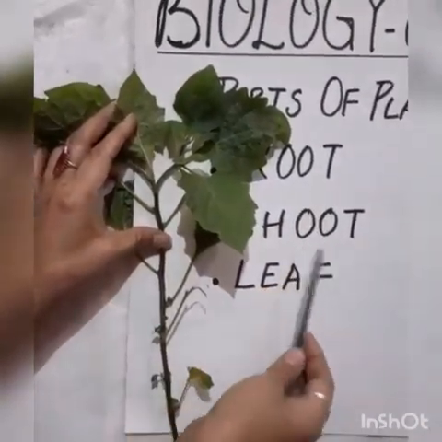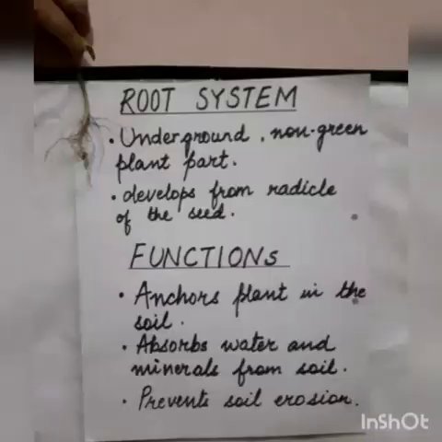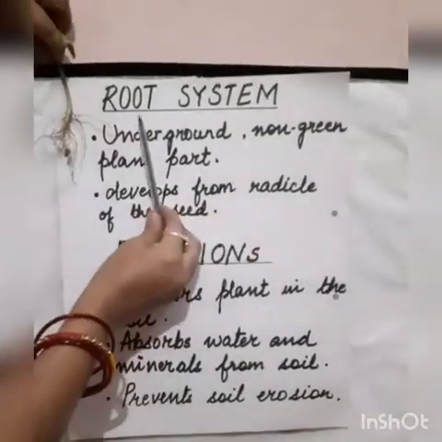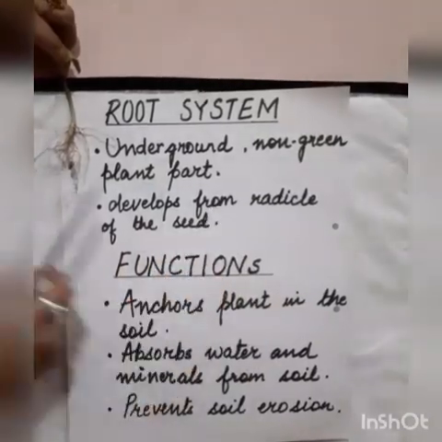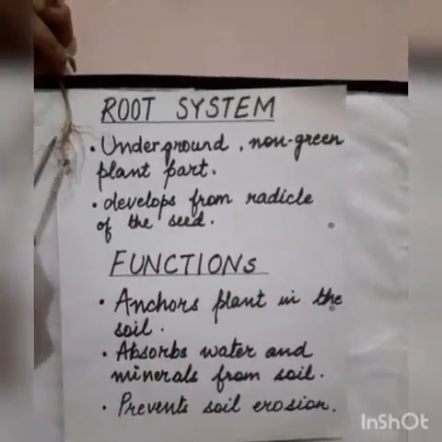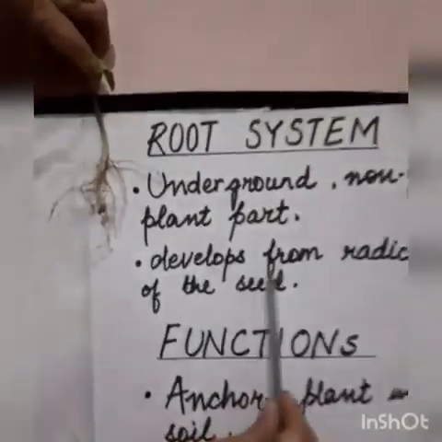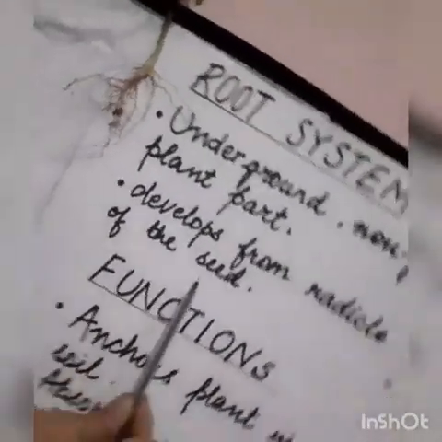Root, shoot and leaf. Now root system. Root is the underground non-green part of the plant. You can see it is non-green part, it is underground part. It develops from radicle of the seed.